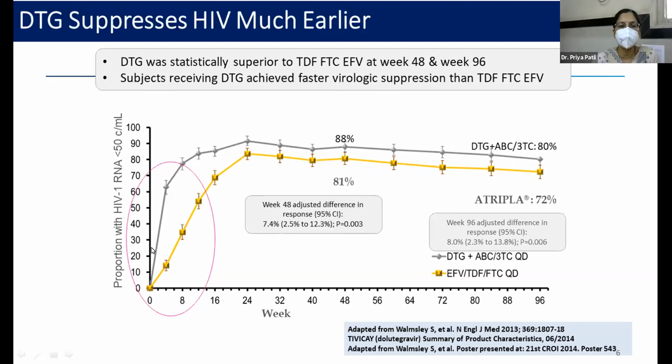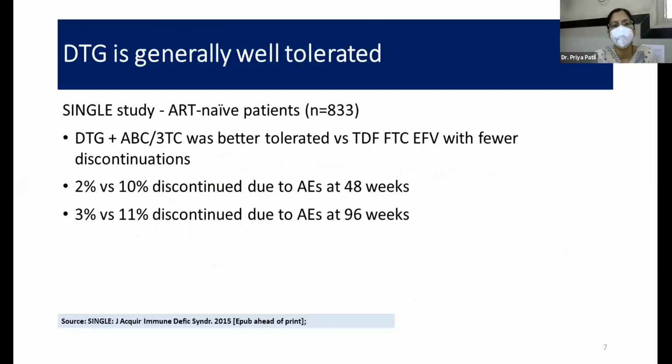Again, if you see this, there is a faster viral suppression. At 4 weeks, this viral suppression is much higher in the dolutegravir group as compared to what is achieved. The same result is achieved in almost 8 weeks for the PE group. So a faster viral suppression and a robust viral suppression as compared to the efavirenz group.